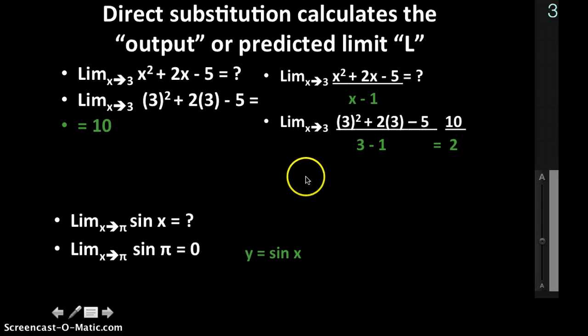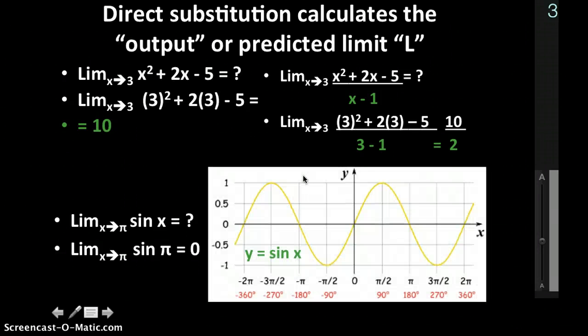Next we move on to x approaches pi of sine of x. Here's a graph of the sine of x. When x is pi, we're right there. That means the y value is 0.